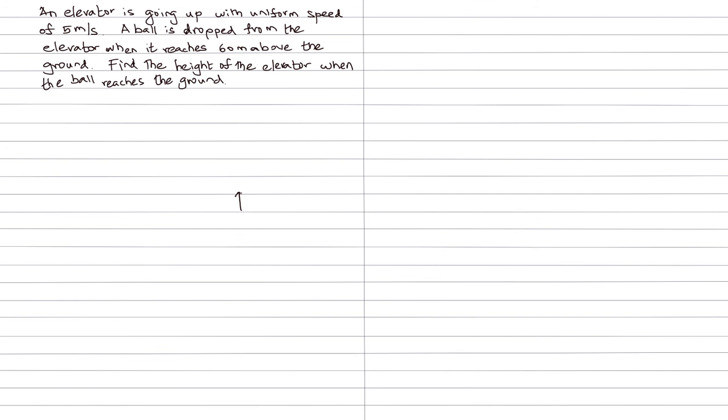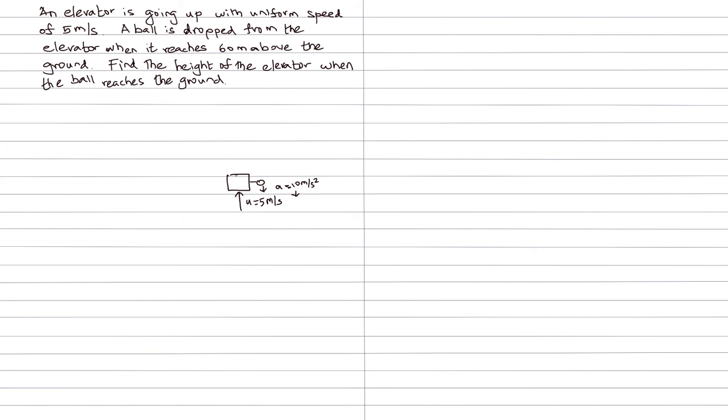So an elevator is going up. So let us say this is an elevator. So it is going up with a velocity of 5 meter per second. So u is equal to 5 meter per second. Okay. Then a ball is dropped from the elevator. So the ball is under the free fall. That means it is under the acceleration due to gravity. So a is equal to 10 meter per second square in the downward direction.